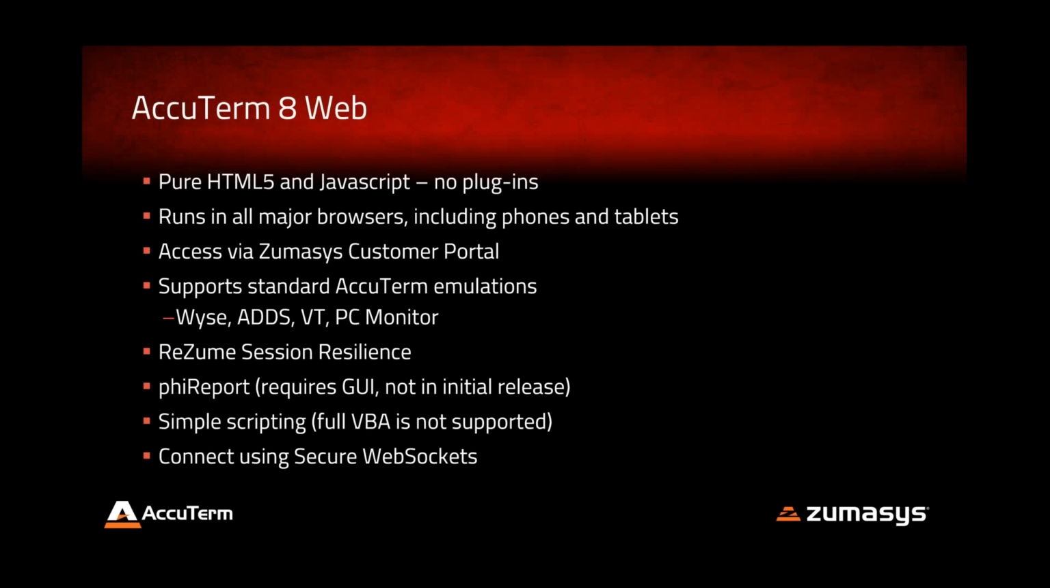The connection from Accuterm Web back to your host machine will be using secure WebSockets. Because browser security is pretty tight, we cannot make a direct network connection, so you will not be able to do a telnet or SSH. But because the WebSocket runs over TLS or SSL, it's secured with the same level of encryption that secure web pages, HTTPS, use.